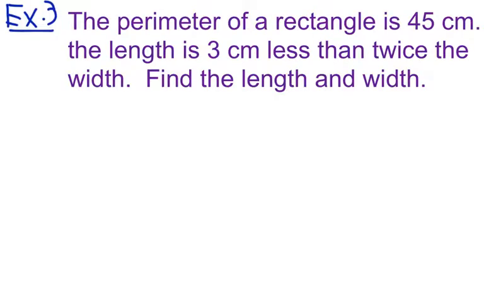All right, take a second to copy down example 3. The perimeter of a rectangle is 45 centimeters. The length is 3 centimeters less than twice the width. Find the length and the width. Alright, now that you have that copied down, our first step is to define our variable. Now this one's a little different because it looks like we have two variables.